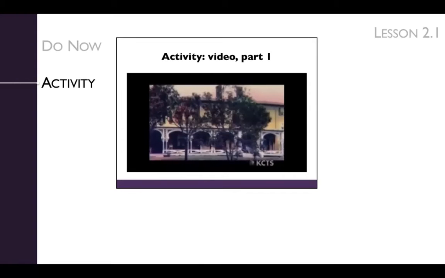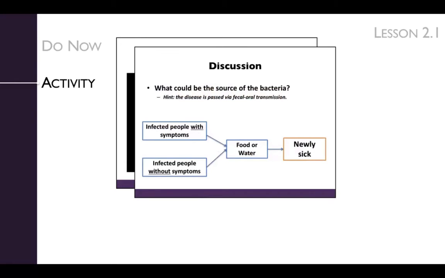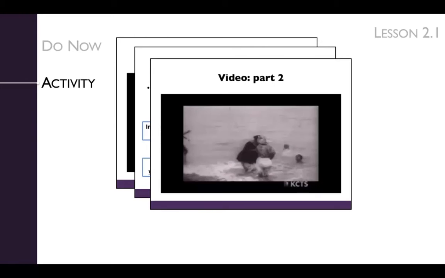The first video clip sets the stage. After watching the clip, ask the students to discuss what could be the source of the bacteria. We know that typhoid comes from contaminated food or water, but how does the food or water get contaminated in the first place? Once everyone has recorded their thoughts, play the next video clip.